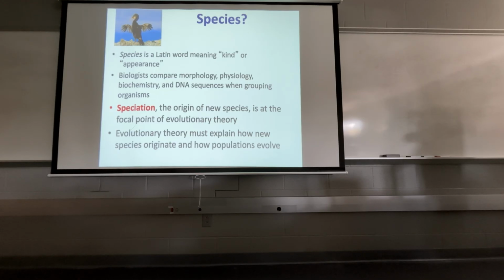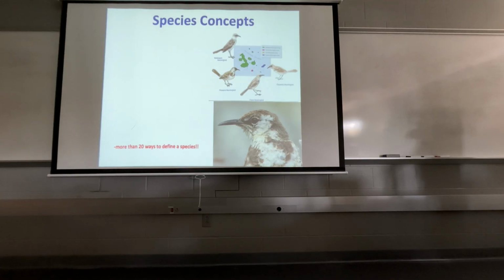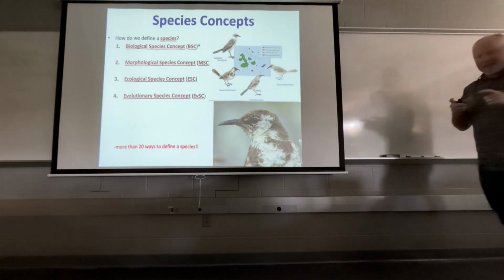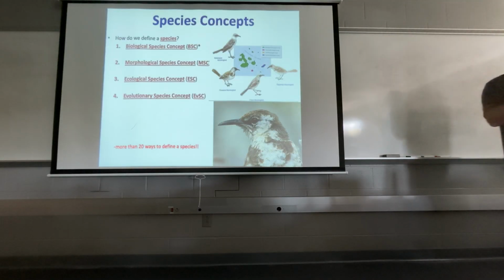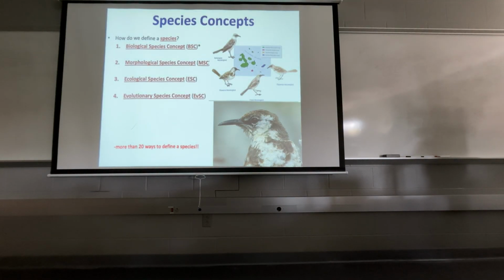So we're going to explain evolutionarily how species originate and how populations evolve. And remember, I've already mentioned that it's populations that evolve, not individuals, and genetic variation within that population is really important.